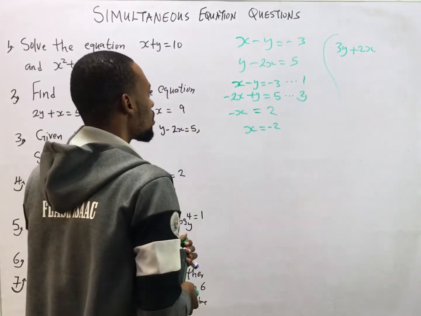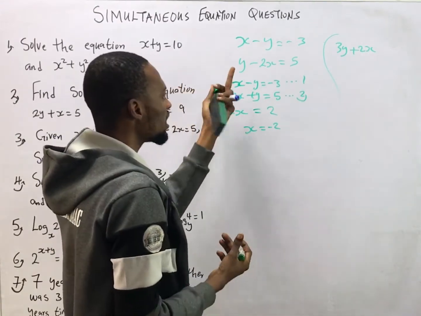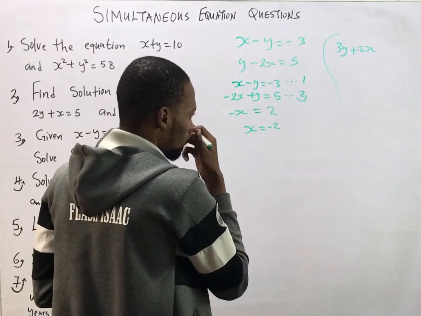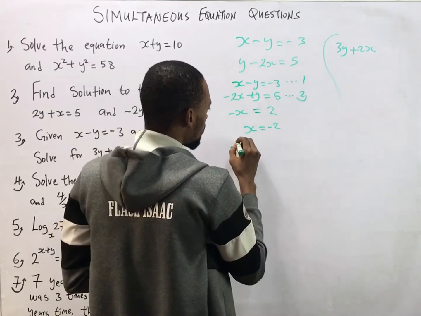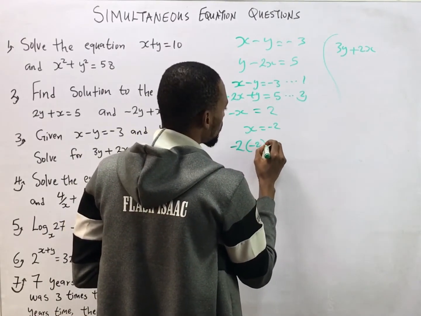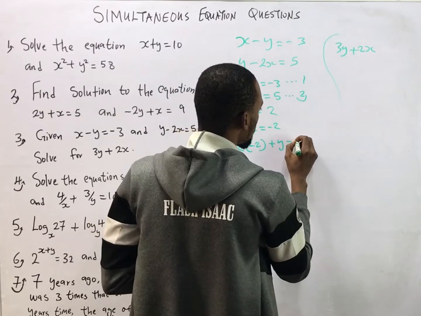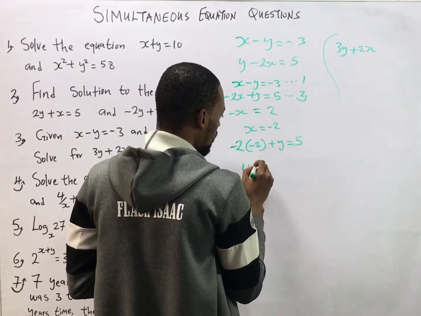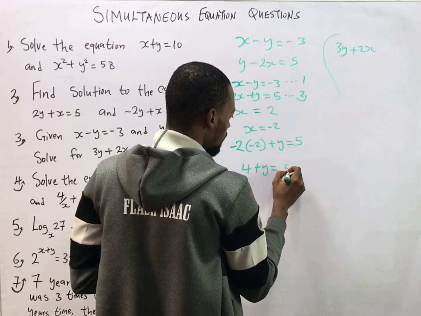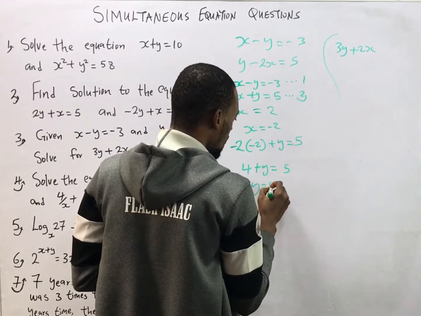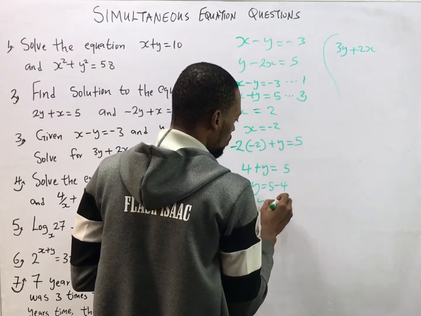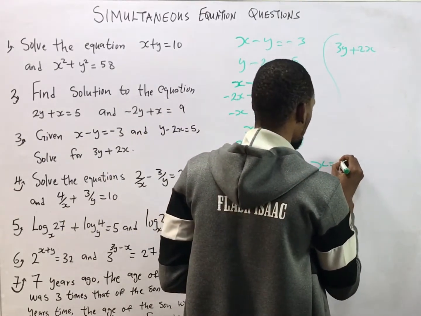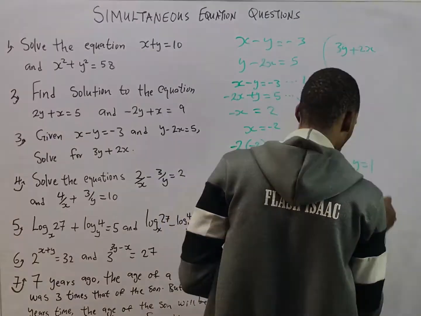S equals minus 2. Let me substitute this value of s into any of the equations. Let me put it in equation 2. Equation 2 becomes minus 2 times minus 2, plus y is equal to 5. Minus 2 times minus 2 is 4. 4 plus y is equal to 5. Y is equal to 5 minus 4. Y is equal to 1. So the solution to this equation is s is equal to minus 2, y is equal to 1.